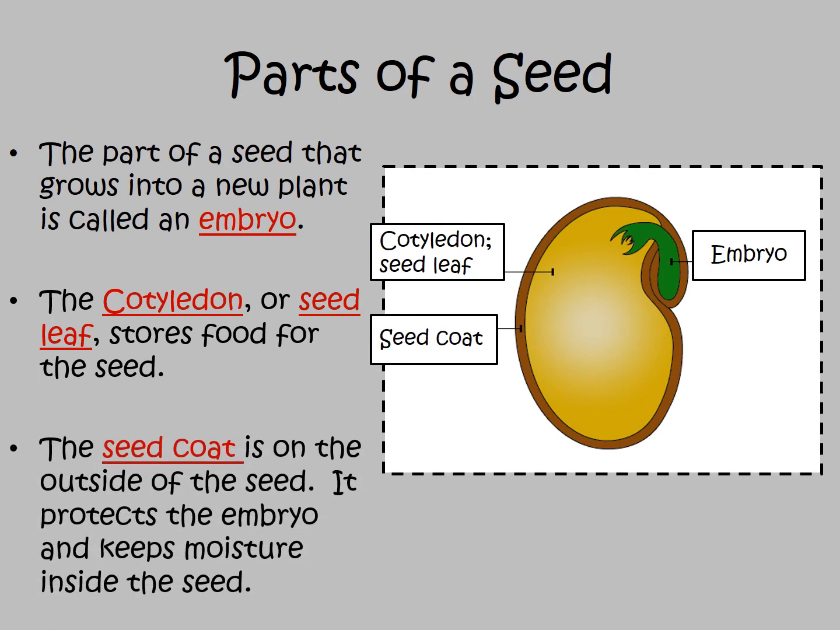The last main part we're going to focus on is the seed coat. The seed coat is on the outside of the seed. It protects the embryo and keeps moisture inside the seed. So in your notes, make sure to use these terms to answer questions 2 through 4. You should also fill in the diagram on your page.